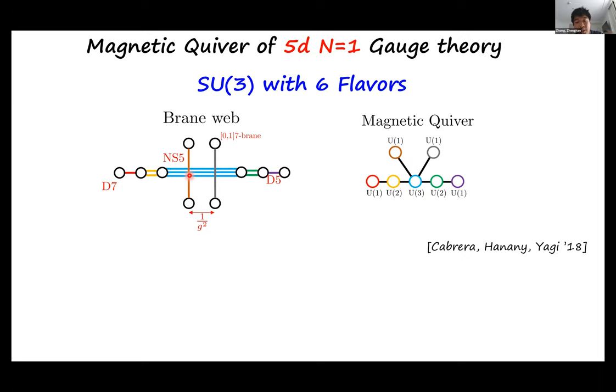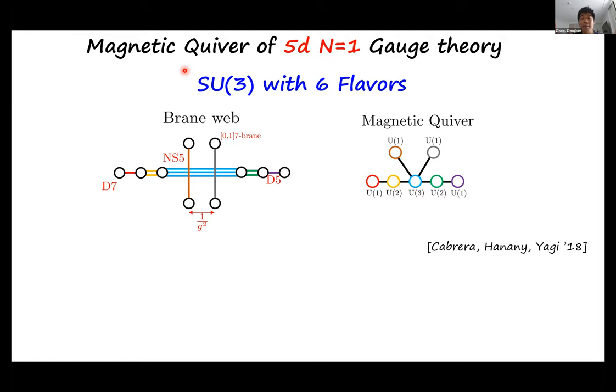Now, from this brane setup, we can use the algorithm by Cabrera, Hanany, and Sperling, and read off the corresponding magnetic quiver. For example, here we see 3 stacks of blue D5 branes. This will correspond to a U(3) gauge group. We have a single NS5 brane. This will correspond to a U(1) gauge group, etc. Okay, so here we are. We have the magnetic quiver. And indeed, the Coulomb branch of this magnetic quiver is the same as the Higgs branch of an SU(3) gauge theory with six flavors. Well, to be more precise, when the gauge coupling is finite, because the Higgs branch will change depending on your gauge coupling.